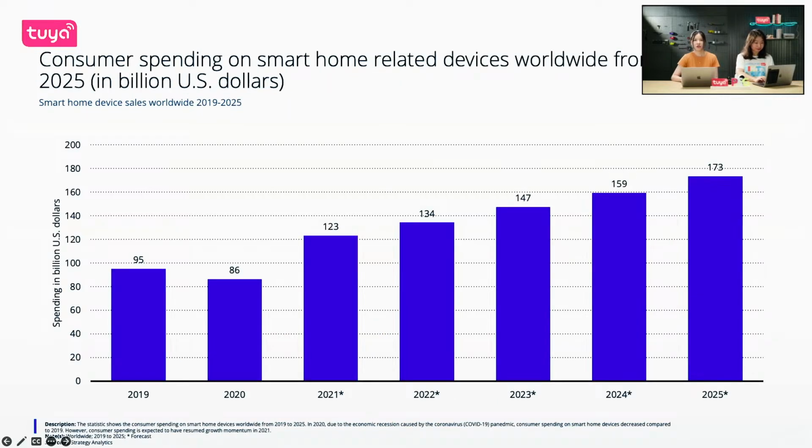The statistics also show customer spending on smart home devices worldwide from 2019 to 2025. In 2020, due to the economic recession caused by the coronavirus pandemic, consumer spending on smart home devices decreased compared to 2019. But as time changes, there will definitely be big growth in the future.